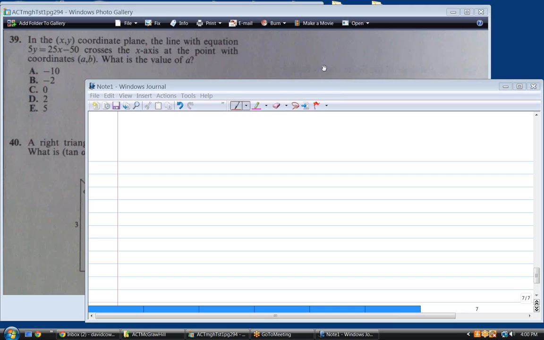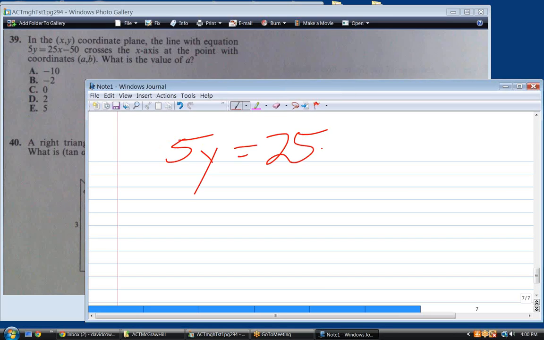Okay. So this is a similar one to one we just did. Let's do this one and wrap it up. Write down 5y equals 25x minus 50. So then it crosses the x-axis at the point A, comma B. And what is A?